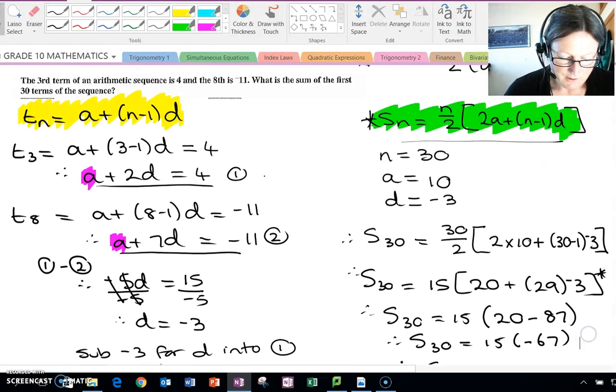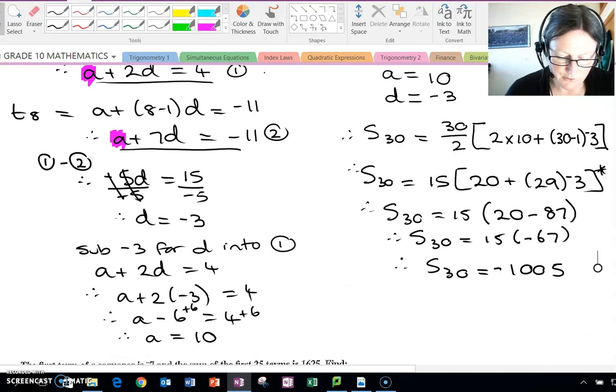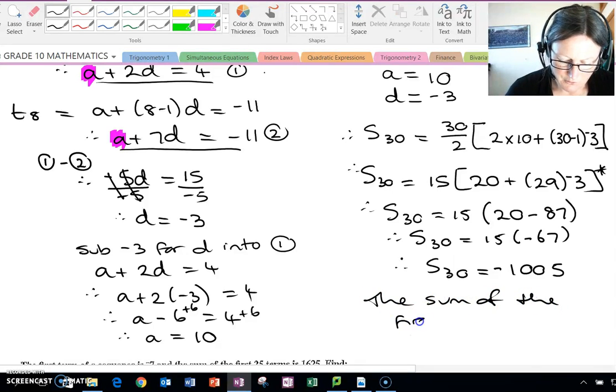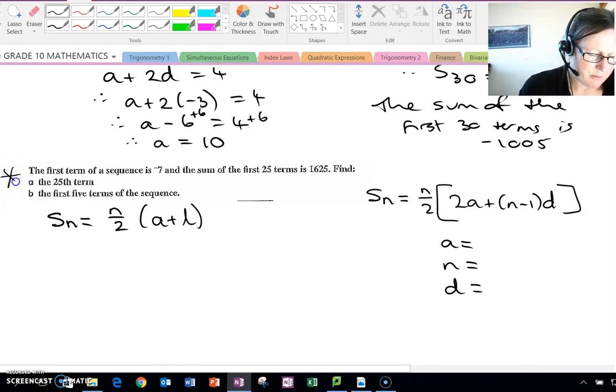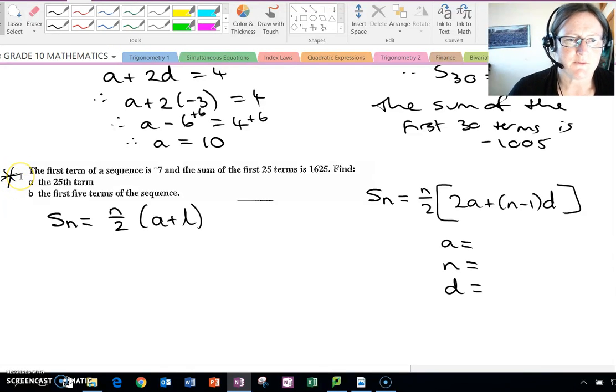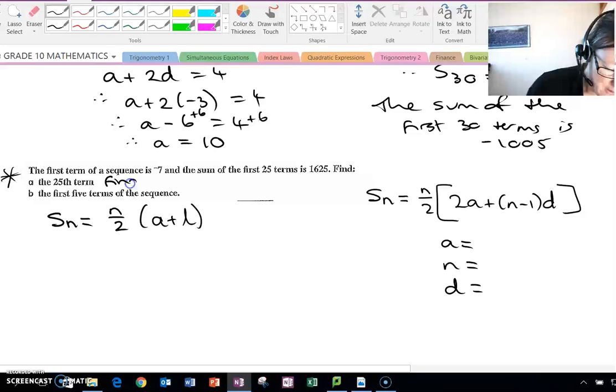So let's go back to the question. If the third term is 4, and if the eighth term is negative 11, what's the sum of the first 30? The sum of the first 30 terms is negative 1005. Okay, this next example, again harder, but we do have enough knowledge to find this. The first term is negative 7. The sum of the first 25 terms is 1625. Find the 25th term. In other words, find the last term, or L.